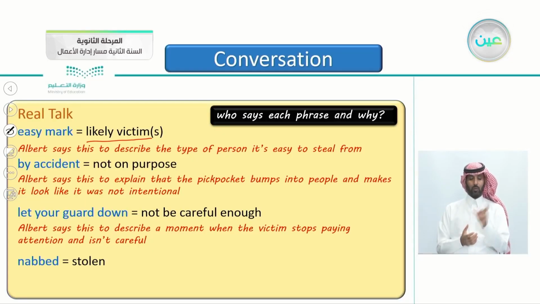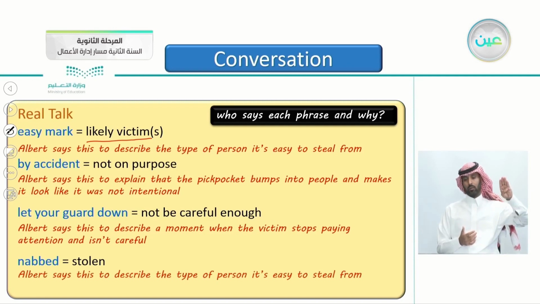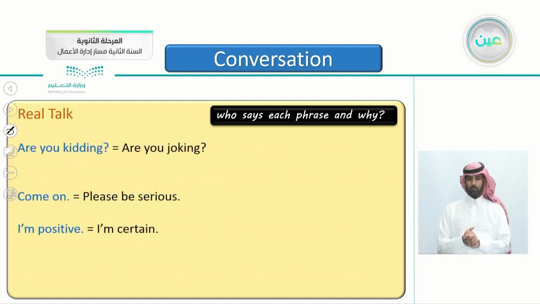And the word nabbed, who says the word nabbed? Yes, that's correct. Albert again says this to describe the type of person it's easy to steal from. Of course, nabbed means stolen.